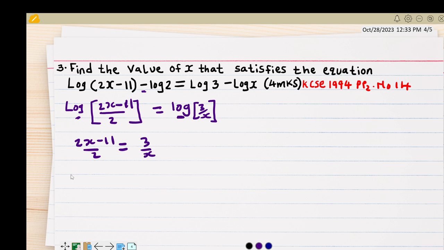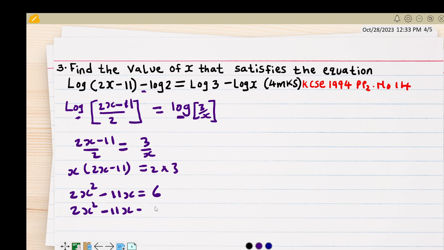On cross multiplying, we are going to have x into 2x minus 11 being equal to 2 multiplied by 3. So this will be 2x squared minus 11x is equal to positive 6, which can be written as 2x squared minus 11x minus 6 is equal to 0. So this is a quadratic, so I can compare it with ax squared plus bx plus c is equal to 0. Therefore, my value of a will actually be 2, my value of b will be negative 11, then my value of c will be negative 6.